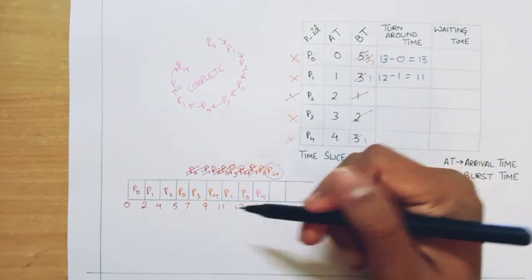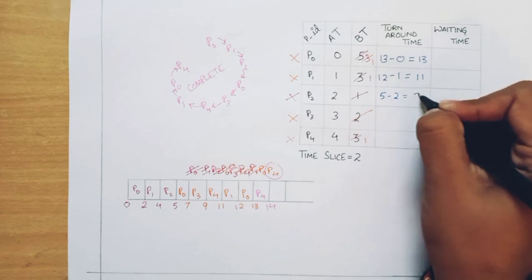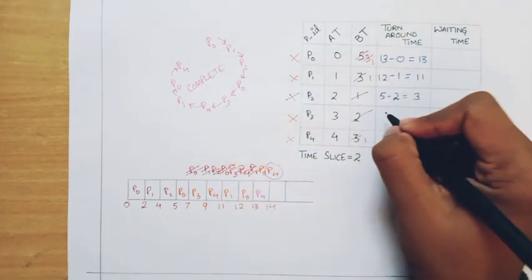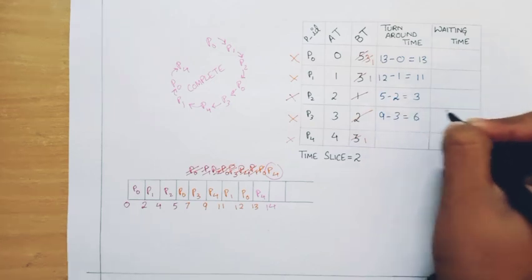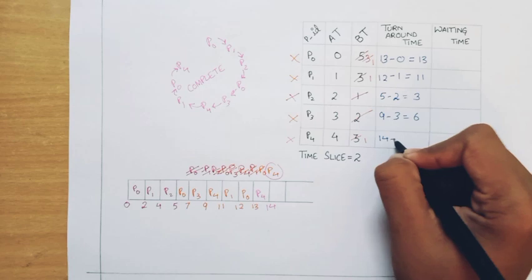Now for P2, P2 ended at 5 only. 5 minus its arrival time is its turnaround time, that is 3 units. For P3, it ended at 9 and its arrival time is 3, so 9 minus 3 equals 6 units, which is its turnaround time. P4 ended at 14 and its arrival time is 4, so 14 minus 4 equals 10, which is its turnaround time.